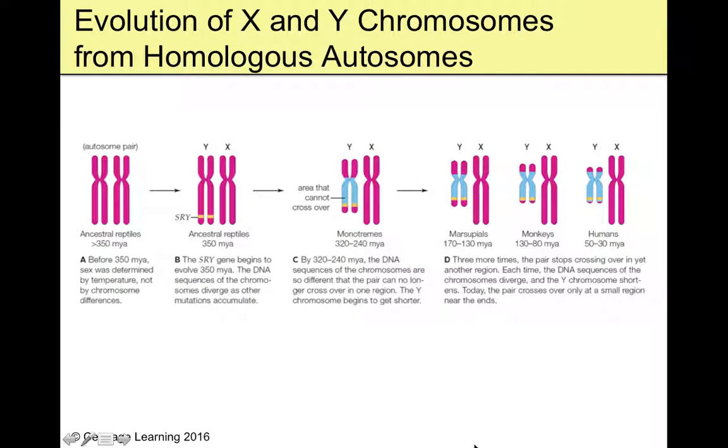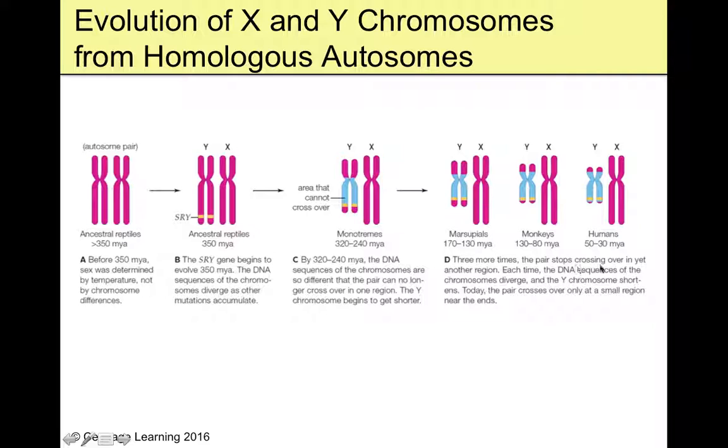Right, there you go. So here's the idea. Ancestral reptiles, pair of autosomes, which are body chromosomes, 350 million years ago maybe, sex being determined by temperature. SRY gene begins to evolve, and the DNA sequence of the chromosomes diverge as we get more and more mutations in what we're now denoting as the Y chromosome. 240 million years ago, DNA sequence of the chromosomes are so different that they can't cross over in one region because of all these mutations. The Y chromosome becomes very short.